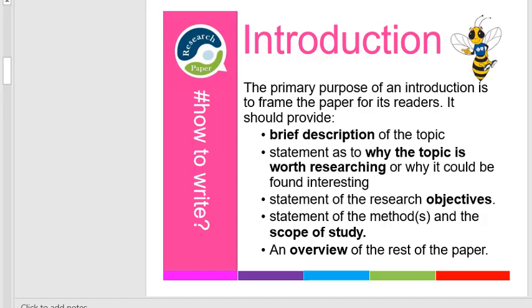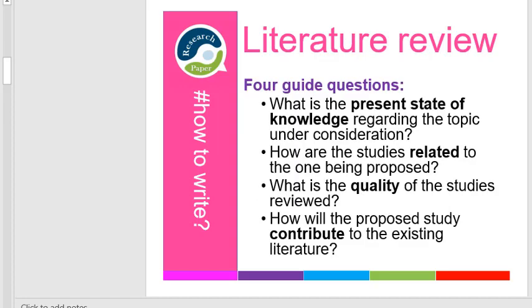Next statement is why the topic is worth researching, why you have chosen this topic, and why it could be interesting. Then comes the statement of the research objectives, what the objectives of the research are, and the scope of the study. An overview of the rest of the paper should be in the introduction part of your research paper.